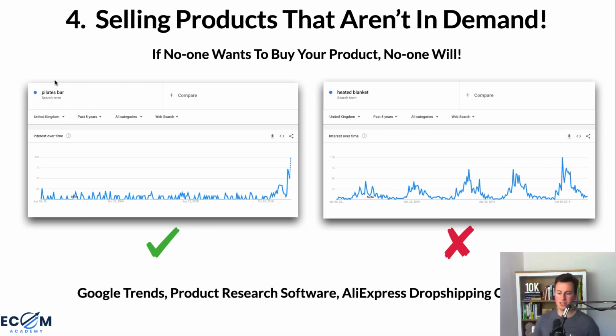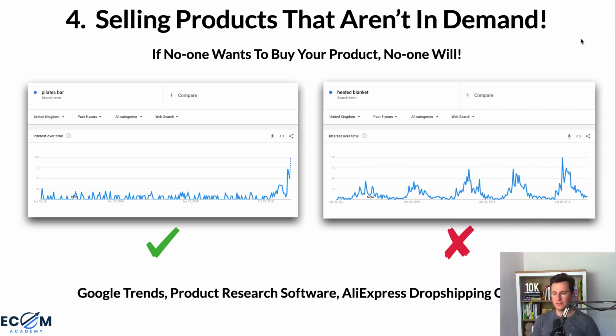To give you an example then, on the left here, featured in one of my previous videos, Pilates bar, we can see that the search term of Pilates bar is the most popular. It has been in the past 5 years by a long way. That is a strong signal that people are currently looking to buy this particular product.